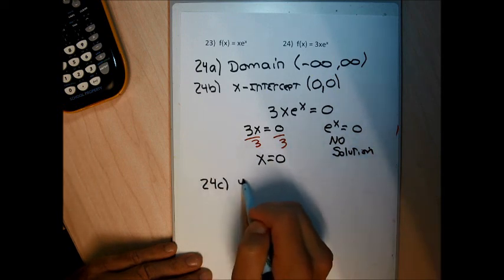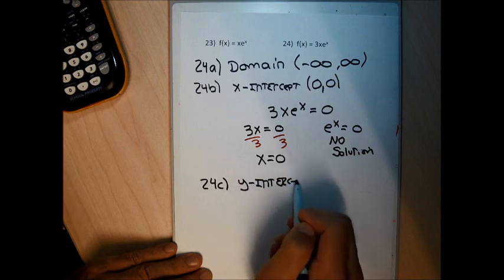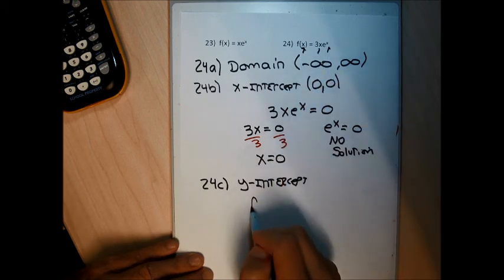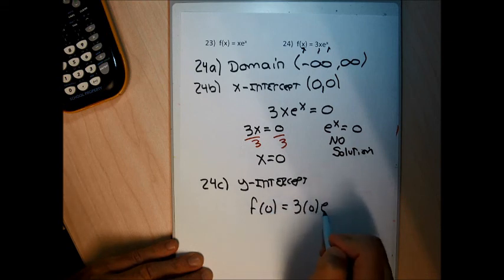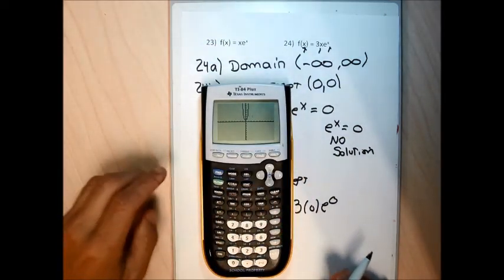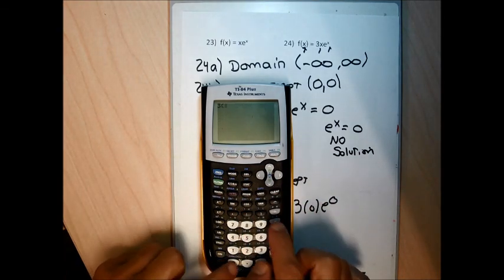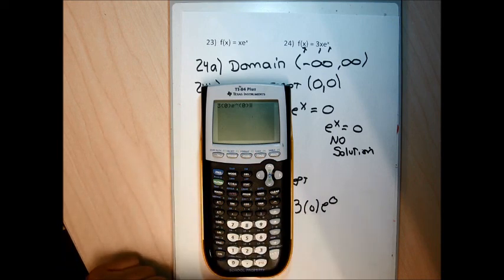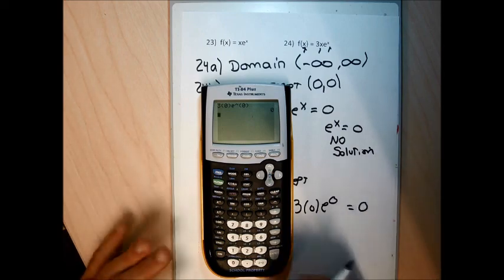For 24C, I'm finding the y-intercept. And to find the y-intercept, I plug 0 in for all the x's. So I'm going to go f of 0 equals 3 times 0 times e to the 0. I can do that in my head and see that it's 0, but if you can't, you would just get to the main screen on your calculator and do 3 parentheses 0, second and ln to get an e with an exponent, and there's my 3 times 0 e to the 0, and that should give me 0.